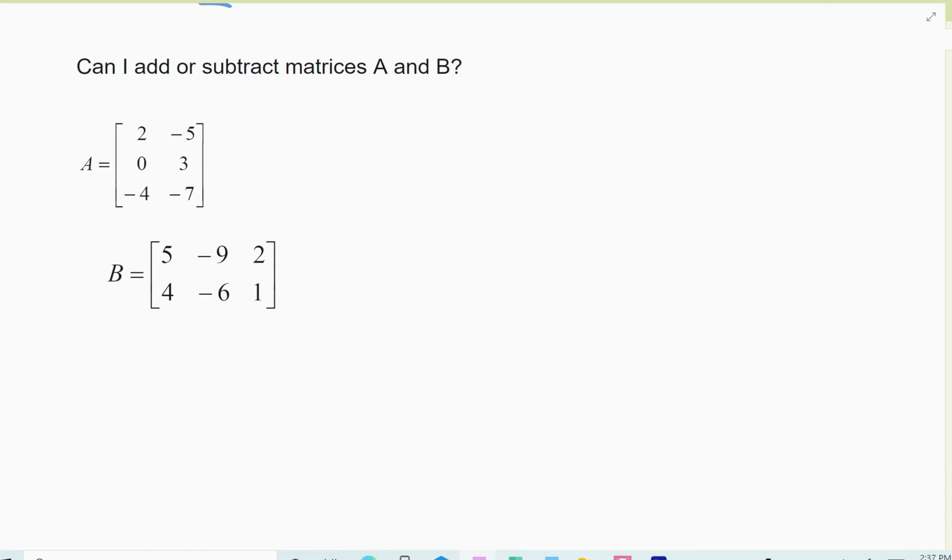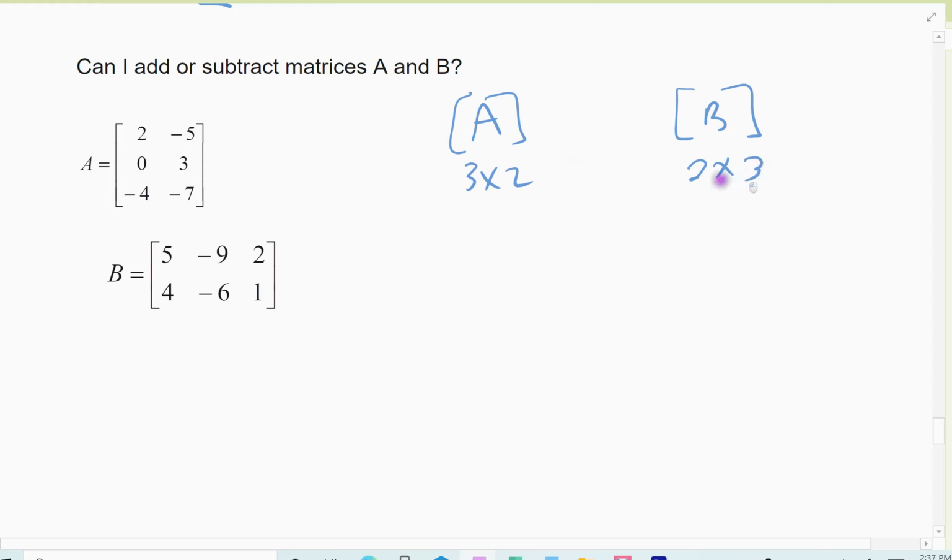Well, the following two matrices have the same number of numbers, right? Entries. They have the same number of entries. Matrix A has 6 numbers. Matrix B has 6 numbers. However, they aren't the same size. Matrix A is a 3 by 2. Matrix B is a 2 by 3.